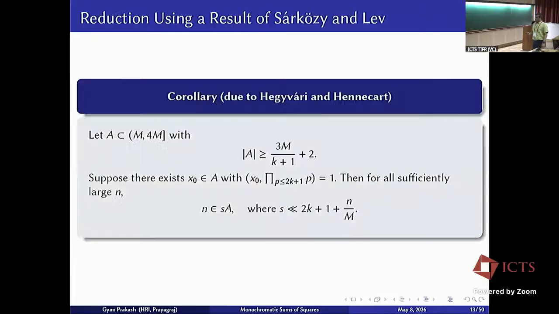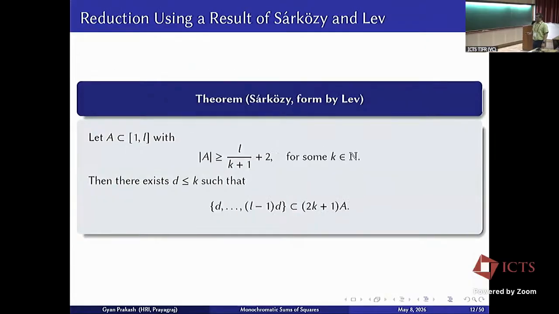See, why am I considering this? Because when you consider the result of Sarkozy and Lev, it gives you an arithmetic progression of length L. What I am saying is that if you want an arithmetic progression of length 2L or 4L, it is not particularly difficult, because you just have to take a few more summands.